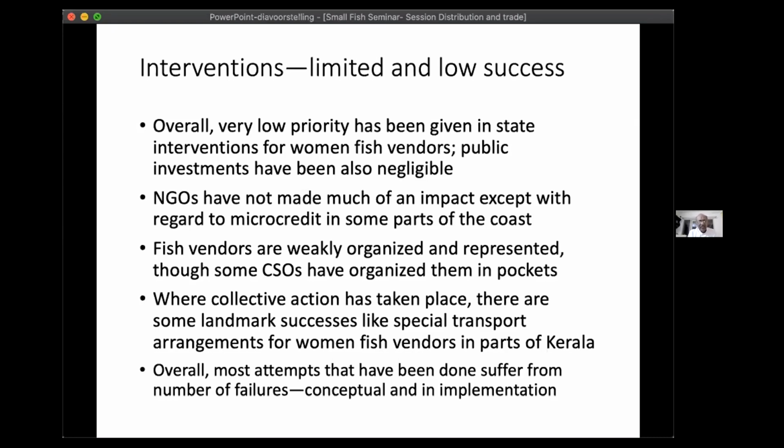The fish vendors are very weakly organized and represented, though some CSOs have done this very successfully. Some work on them, organizing them and taking up their rights and issues. Where there has been collective action, there have been some successes, like special transport arrangements for fish vendors in parts of Kerala. It's an example. Overall, most attempts have suffered from conceptual and implementation failures.